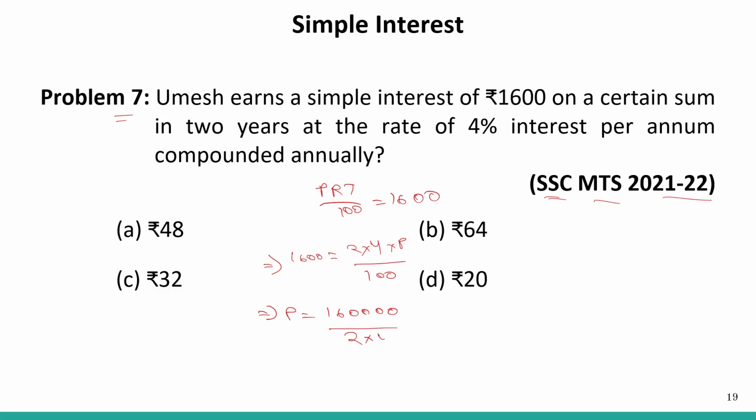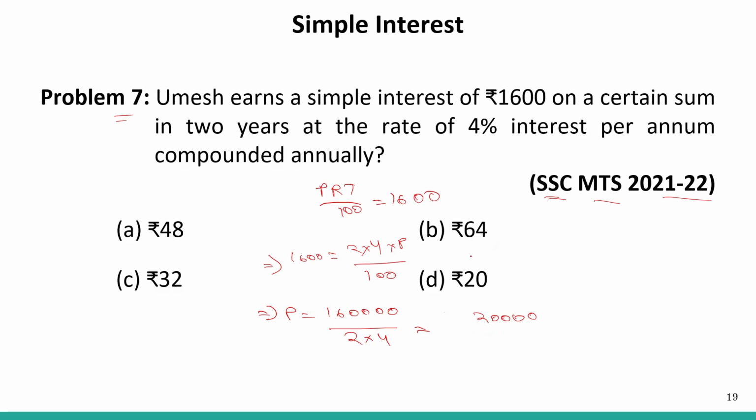So 2 into 4 is equal to 8, right? So P will be equal to 1,60,000 by 8, which is 20,000. So 20,000 is the answer here.